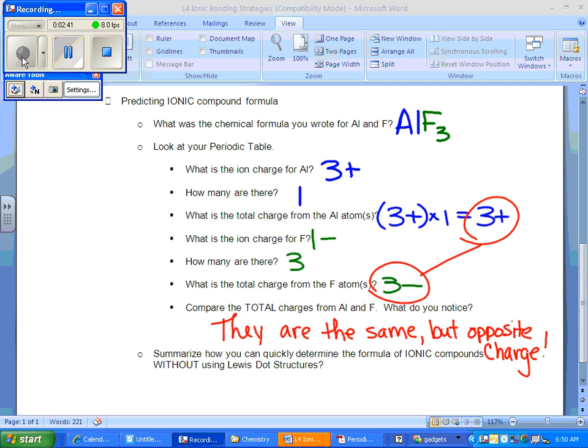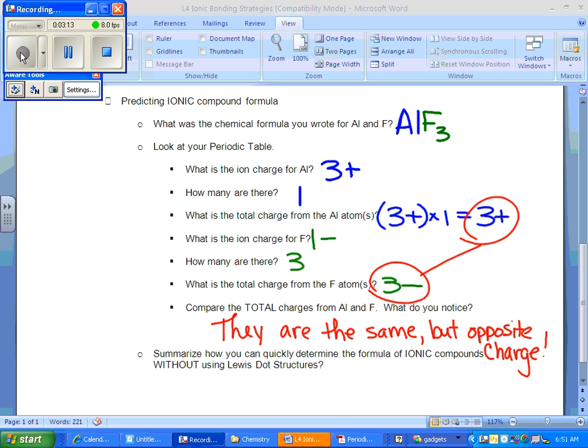Hopefully you noticed really quickly that that 3+ and that 3- are very similar. You notice that one was a plus, one was a minus, but they're both a 3. So they are the same but opposite charge. What you're going to find with ionic compounds is that our positive and our minus have to equal. Otherwise, we're going to have a charged particle, and it's just going to keep on bumping around in the world until it does find something to bond with, until it becomes kind of neutralized.